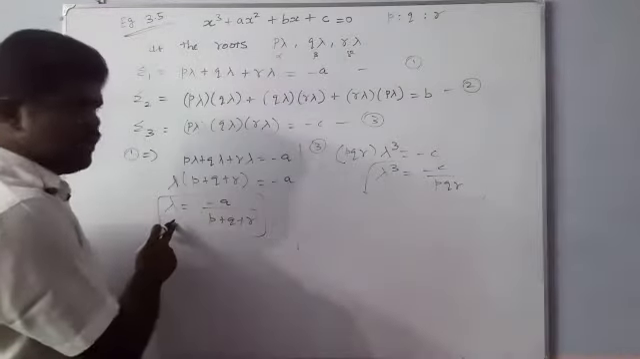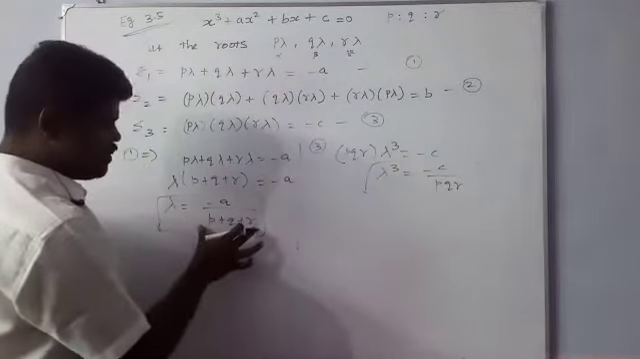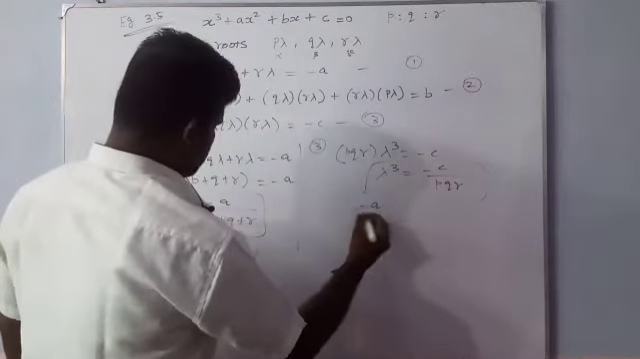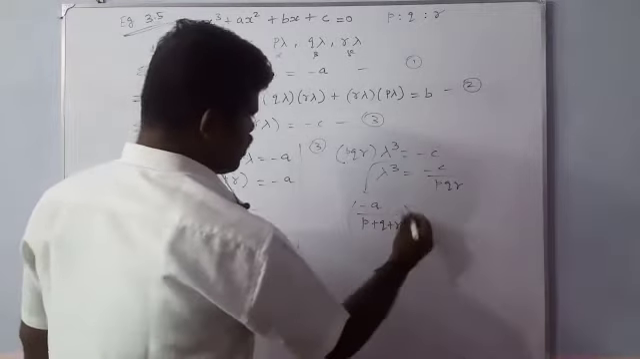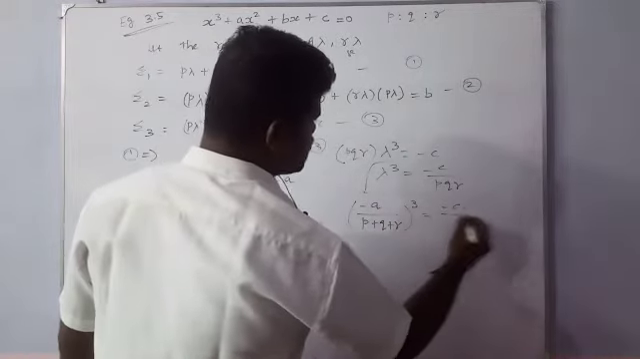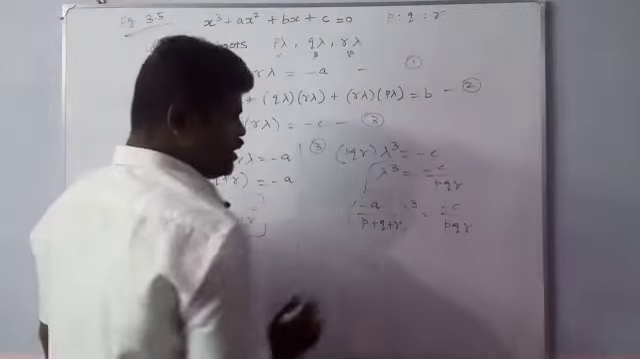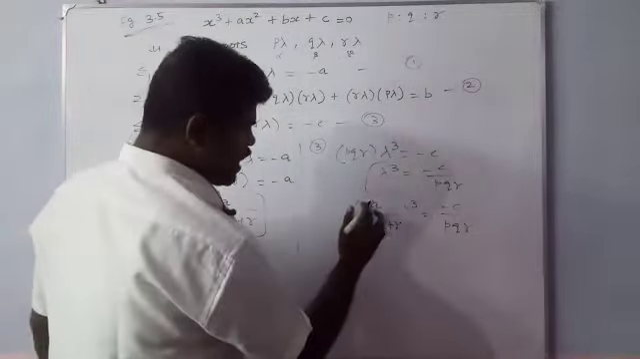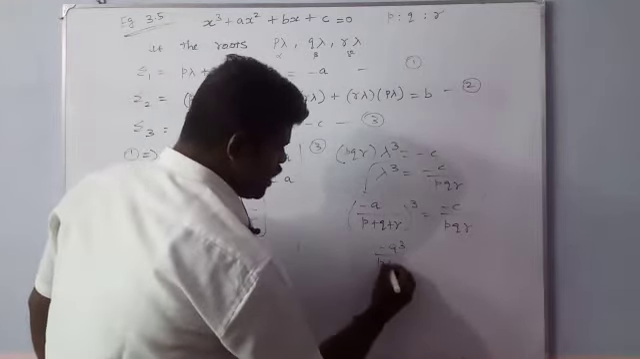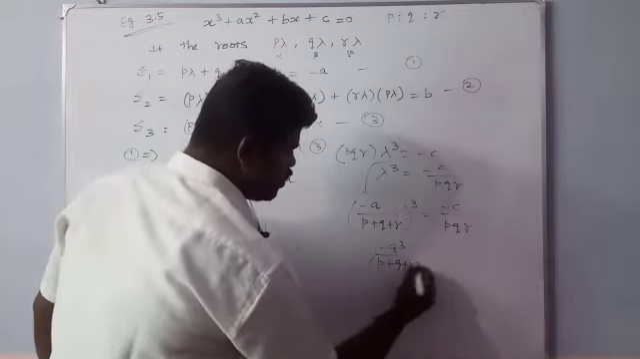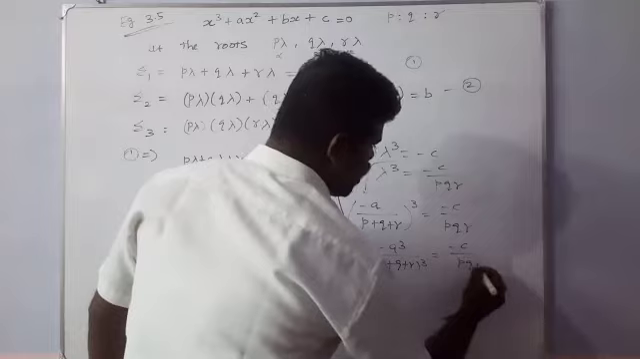Now apply the lambda value to lambda cube. What is the lambda value here? Minus a by p plus q plus r, whole cube, equal to minus c by p q r. Cubing on this value, so minus a the whole cube equal to minus a cube by p plus q plus r whole cube equal to minus c by p q r.